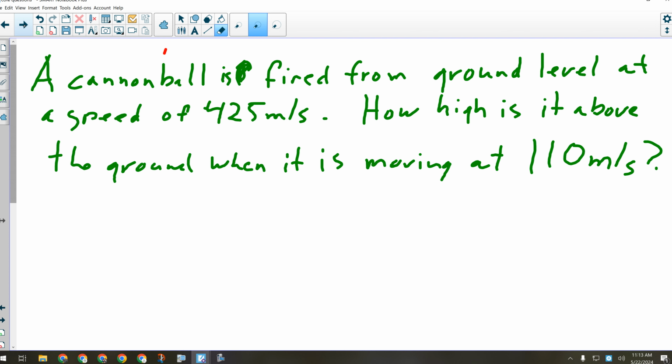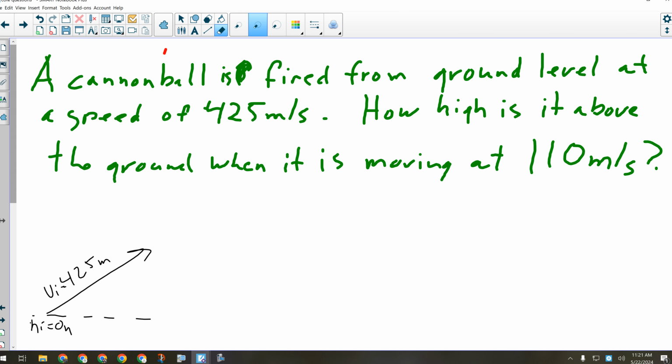Okay, so we have a cannonball fired from ground level at a speed of 425 meters per second. How high above the ground is it when it's moving at 110 meters per second? So cannonball's fired from the ground. So here's ground level. It's fired at 425 meters per second. That's going to be my initial velocity, or initial speed. What's my initial height? 0, it says ground level, right? It doesn't have to give me that HI is 0, it told me that.